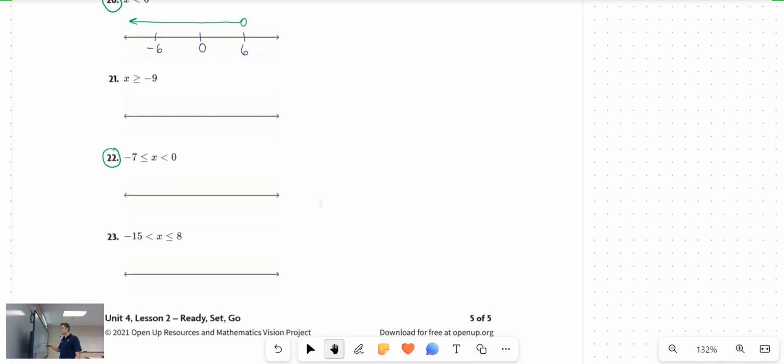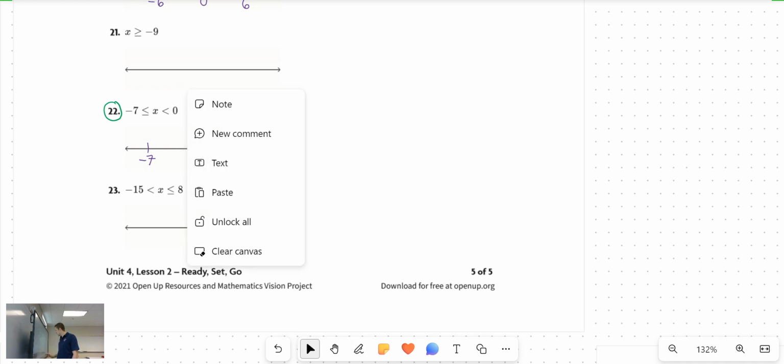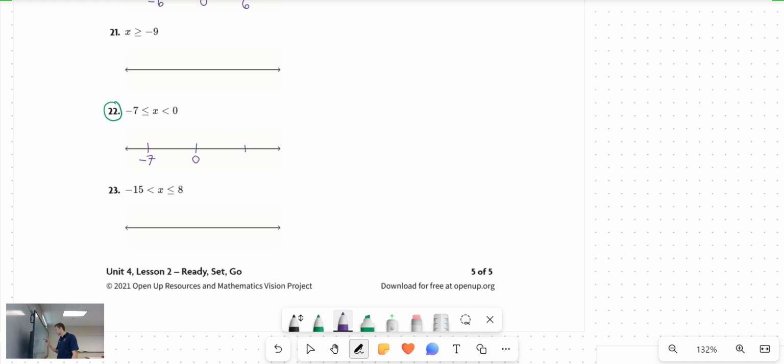And then number 22, -7 is less than or equal to, oh boy, this will be a good one. -7, so we need the number -7 on here somewhere. Let's put that there. -7 is less than or equal to x, which is less than 0. All right, so let's put our 0 on here. We like putting 0 on. And then we'll just put a +7 as well, just to be sure.